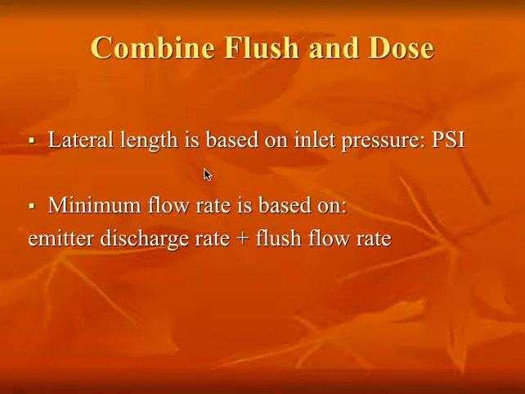So at this point, we're going to combine the flush and the dose. The lateral length, again, is going to be based on the inlet pressure. The minimum flow rate that we're going to have at the beginning of the lateral or laterals is based on two things: the emitter discharge rate and the additional flush flow rate we're going to need to have. Again, that's like 1.6 times each lateral that we're going to be addressing.